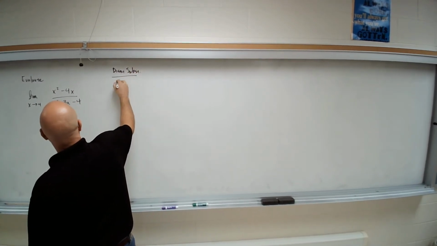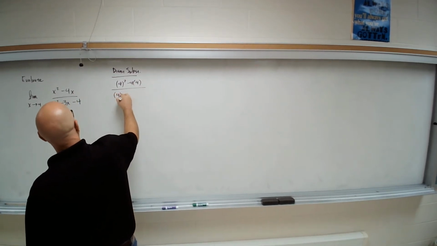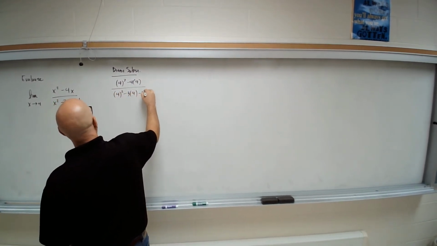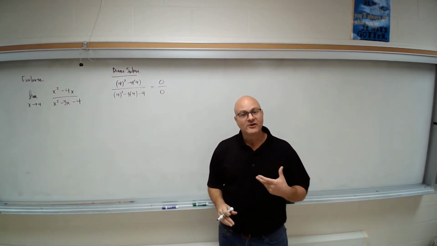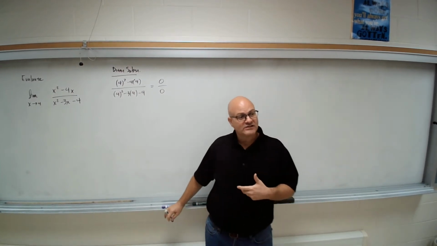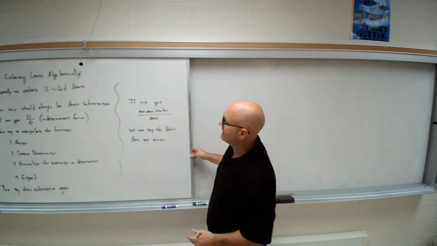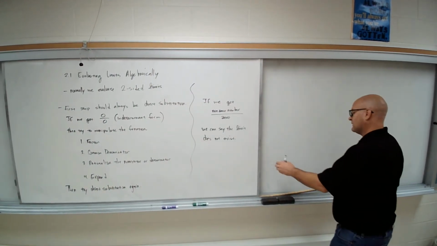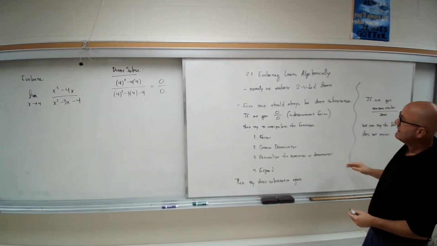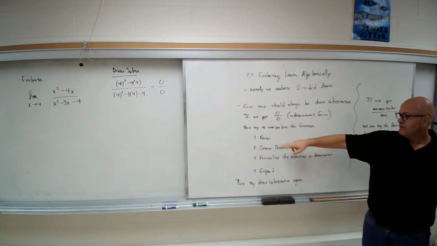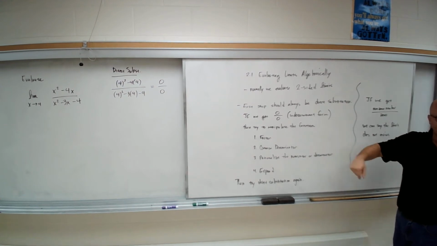When we try direct substitution, we're going to see that we get 4 squared minus 4 times 4, over 4 squared minus 3 times 4 minus 4. We get 0 over 0, which is our indeterminate form. When you get 0 over 0, that means you've got to try something else. If you get 0 over 0, you can try to factor, look for a common denominator, rationalize, or expand. We'll look at those techniques.